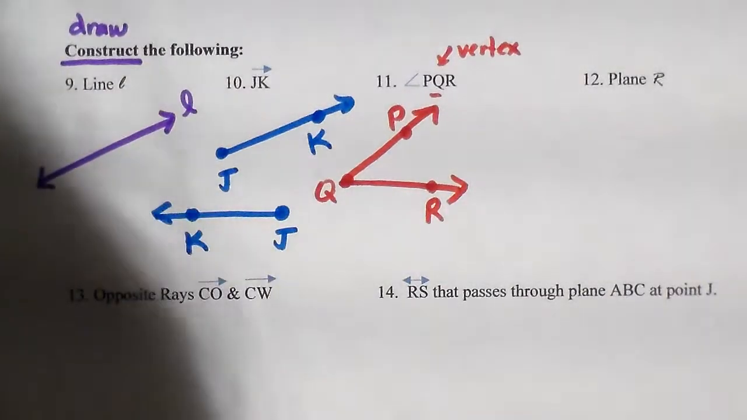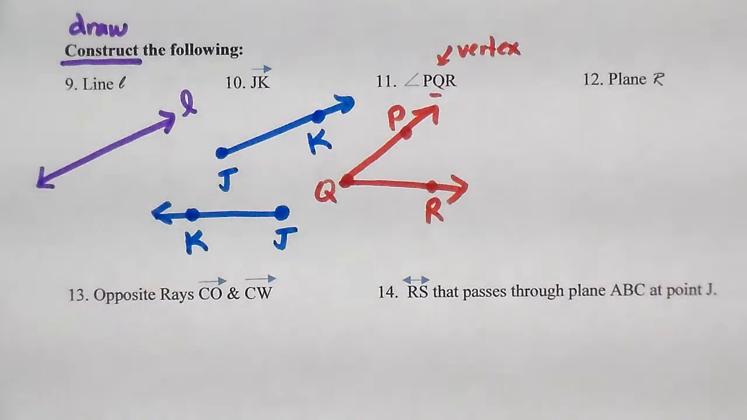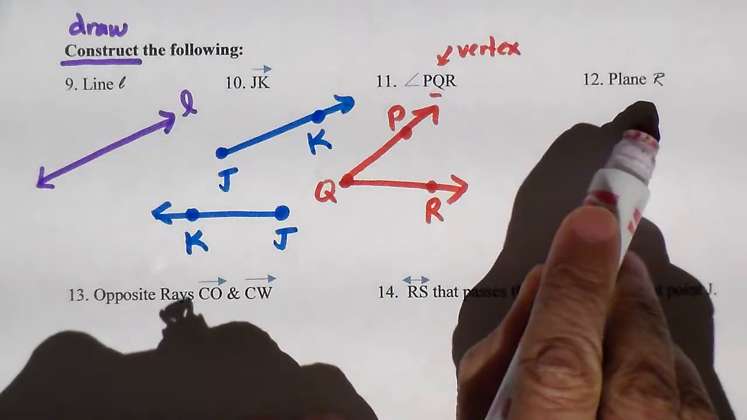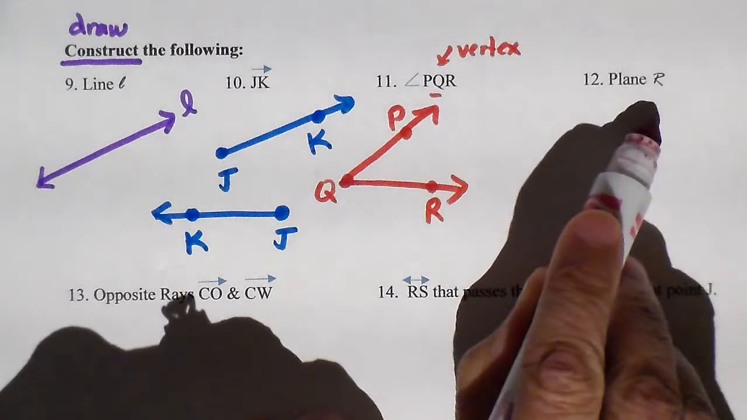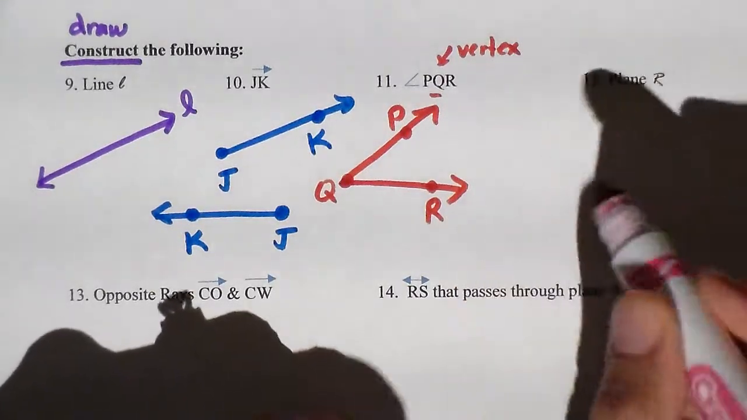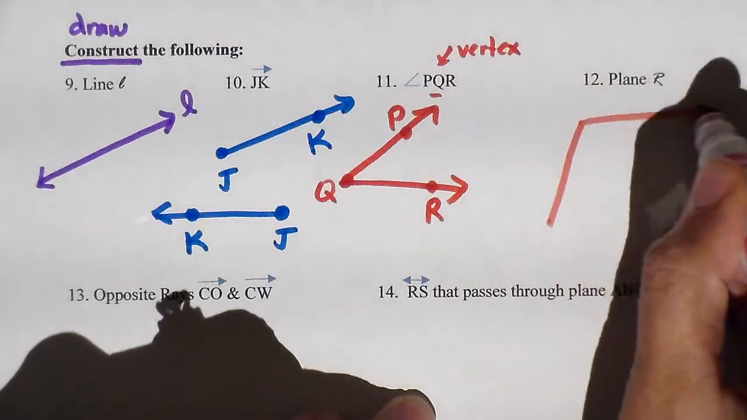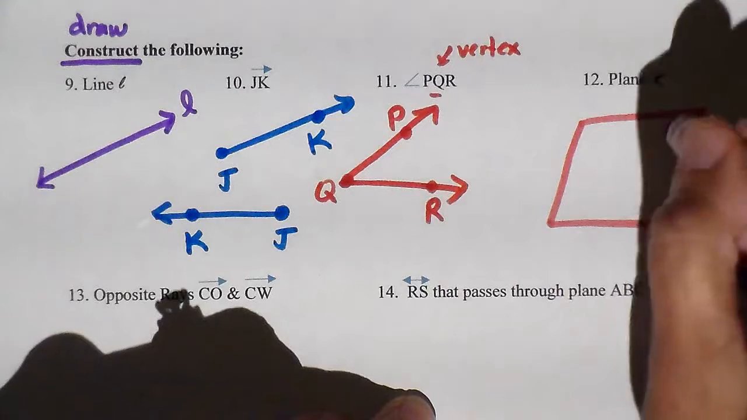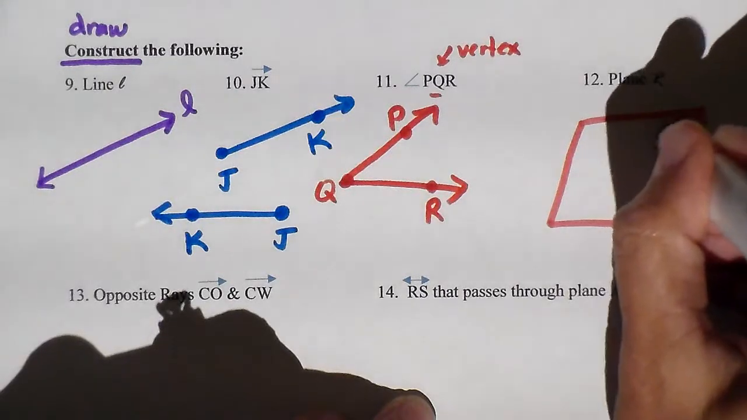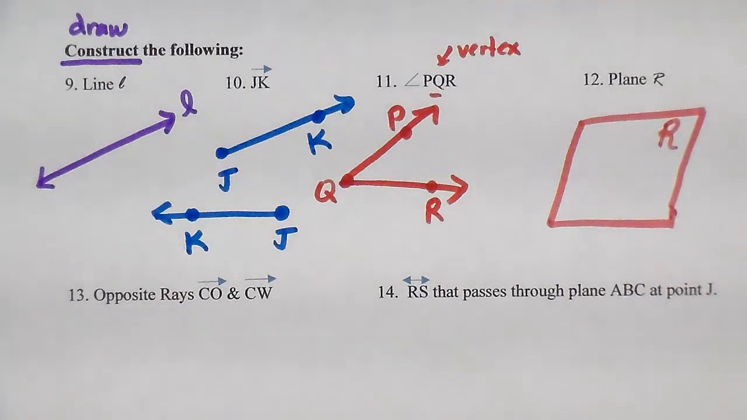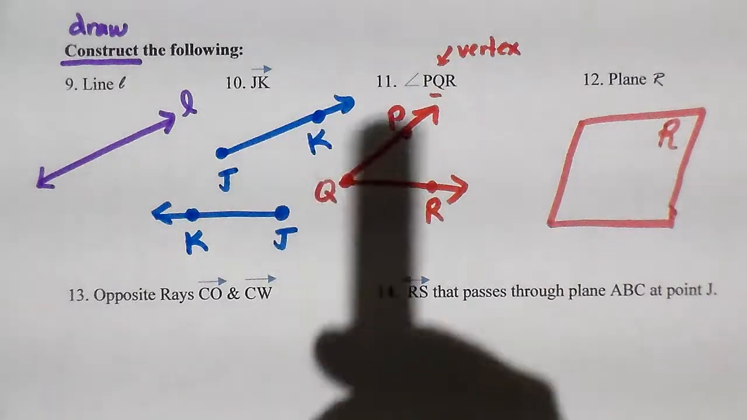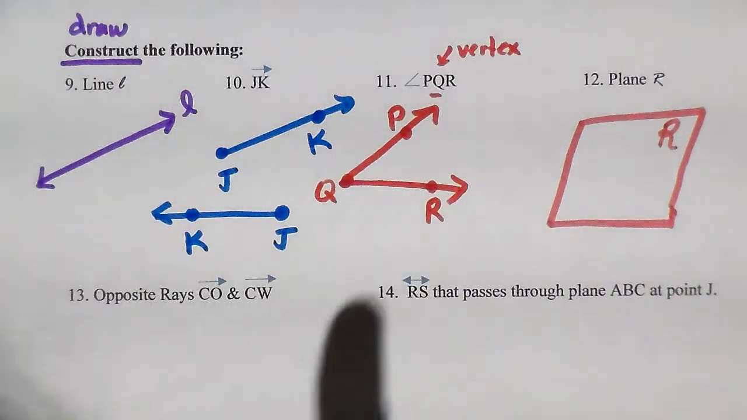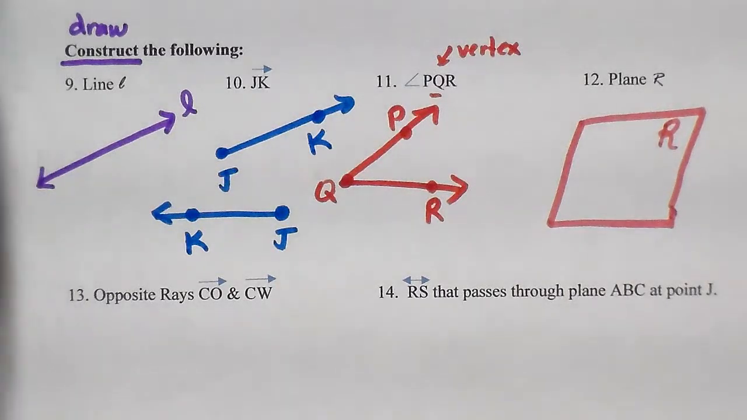So if I want to look at plane R, that R is not a point. That is a descriptor. It's an identifier. So I'm going to draw my plane, and we usually just draw the little Lucky Charm marshmallow, okay? And plane R means I'm going to have my R right there. That's plane R. Remember, you can name a plane with that cursive letter, or you can name the plane with any 3 non-collinear points in that plane, okay?